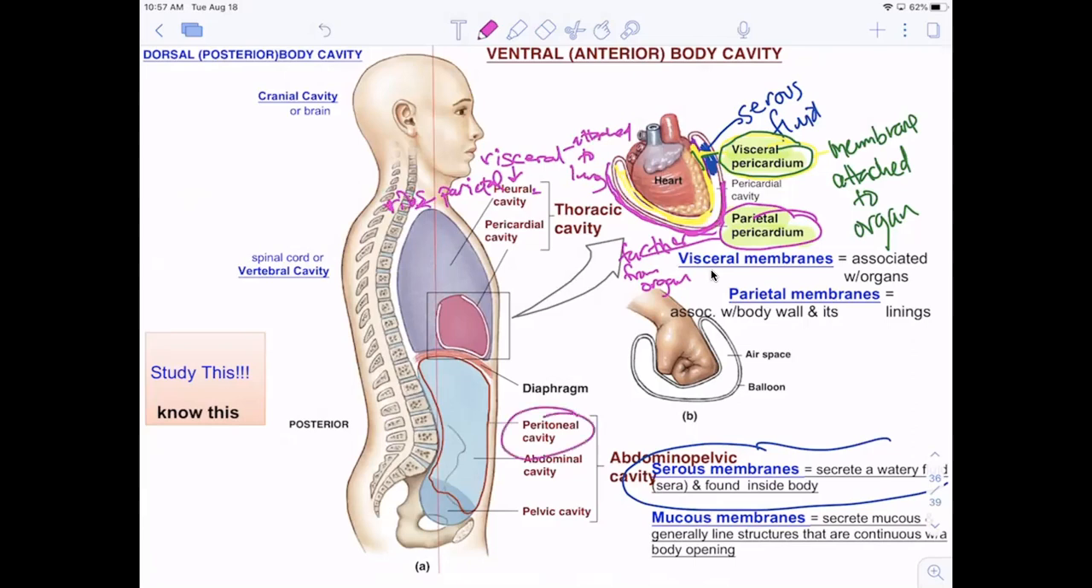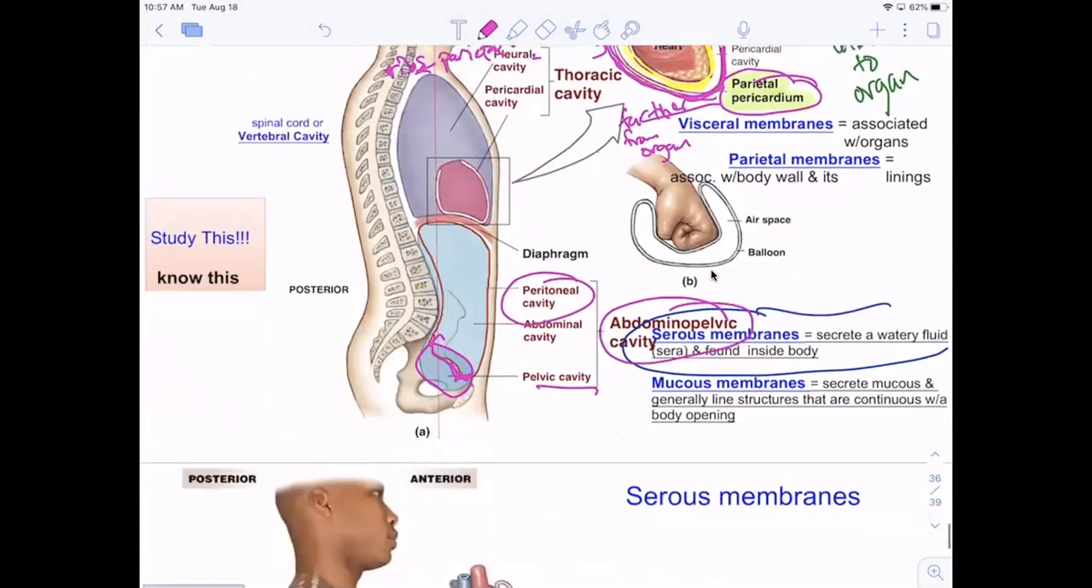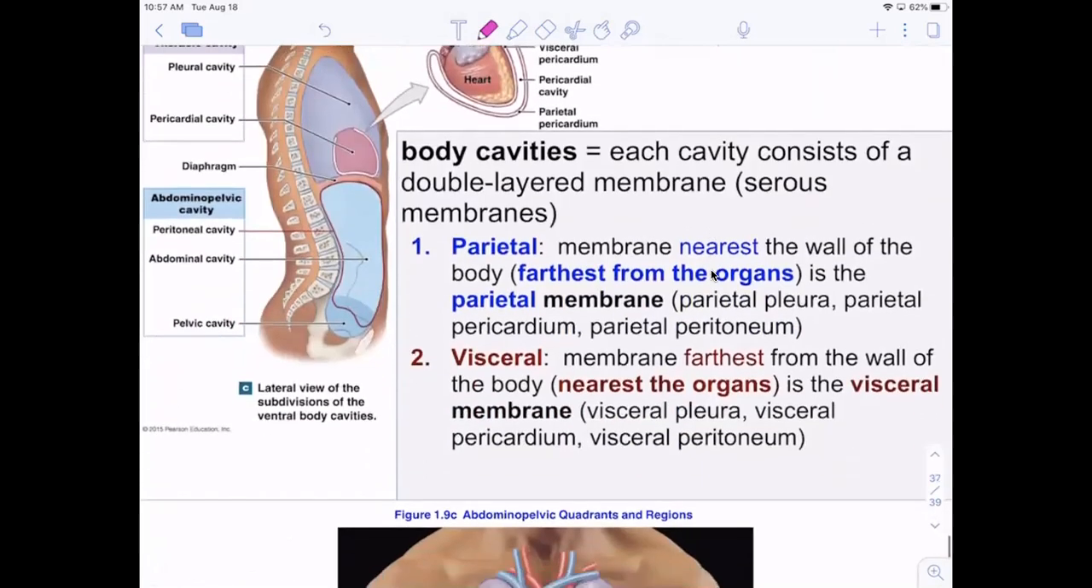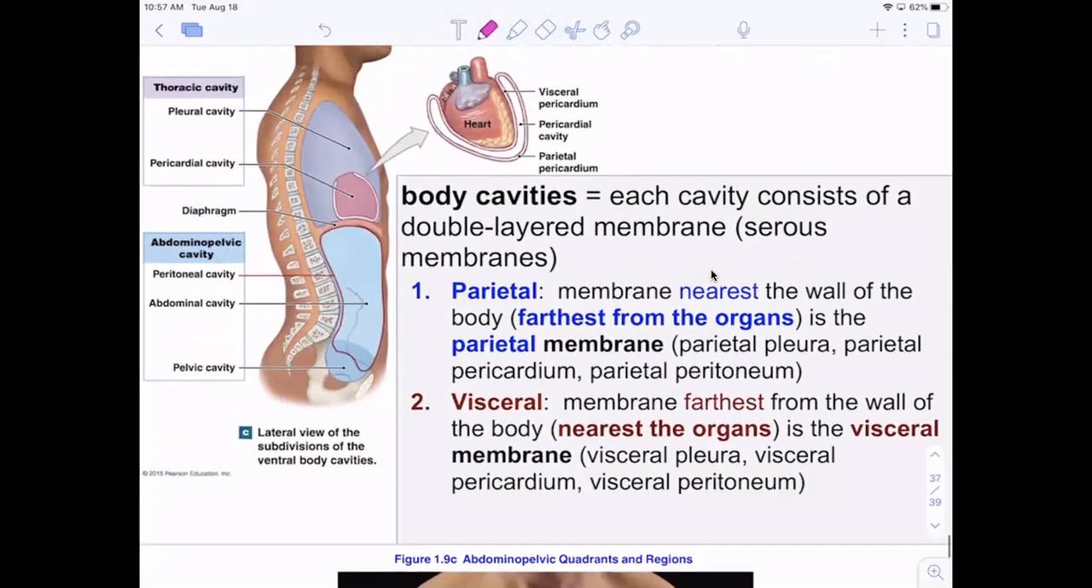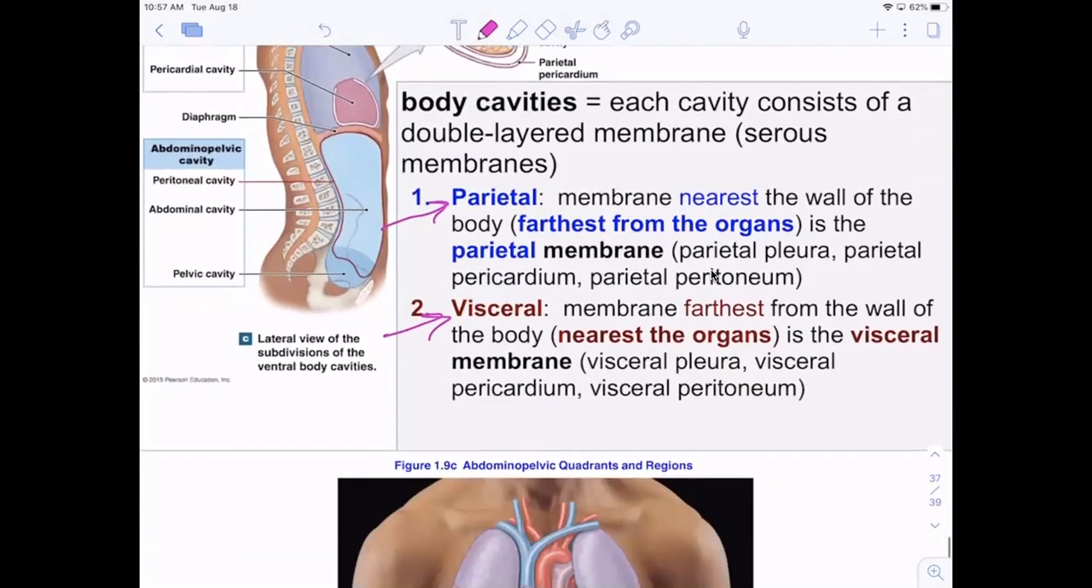The peritoneal cavity is this abdominopelvic cavity, but the peritoneal membranes don't surround everything. So that's why it looks kind of funky here. And then this is kind of showing you pelvic, but learn abdominopelvic. So this goes through body cavities. Again, it's important you understand the definition of parietal and visceral and be able to use those appropriately.